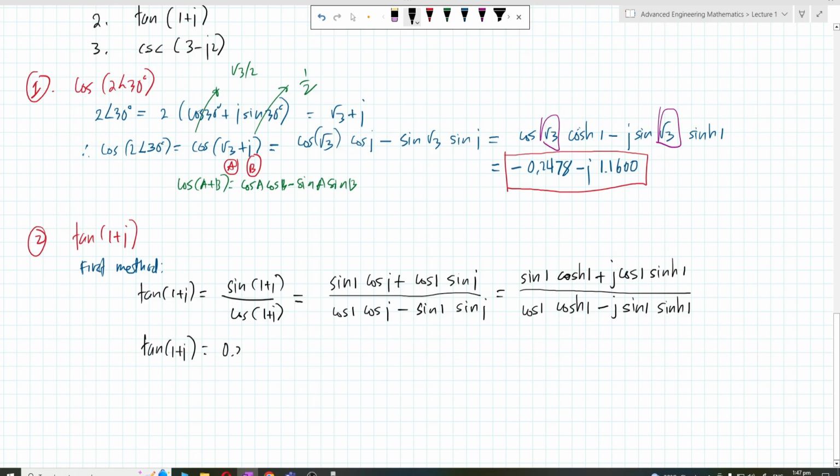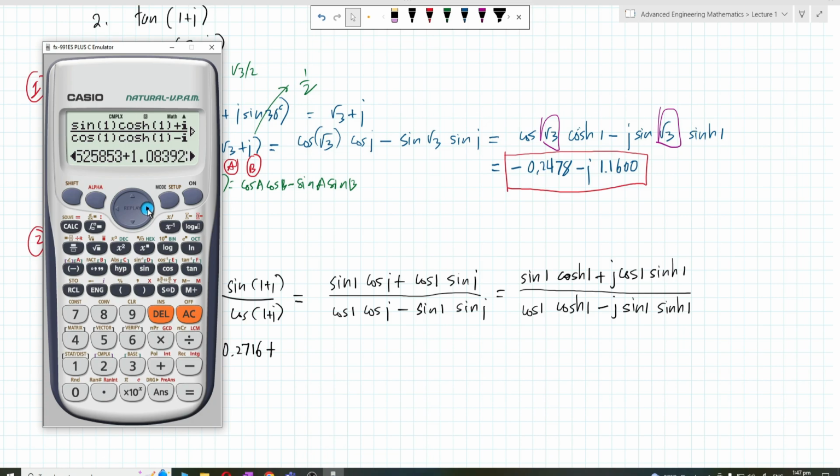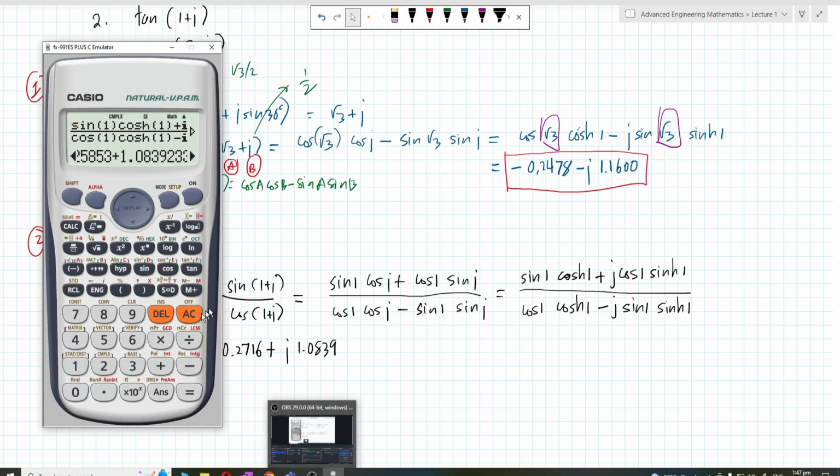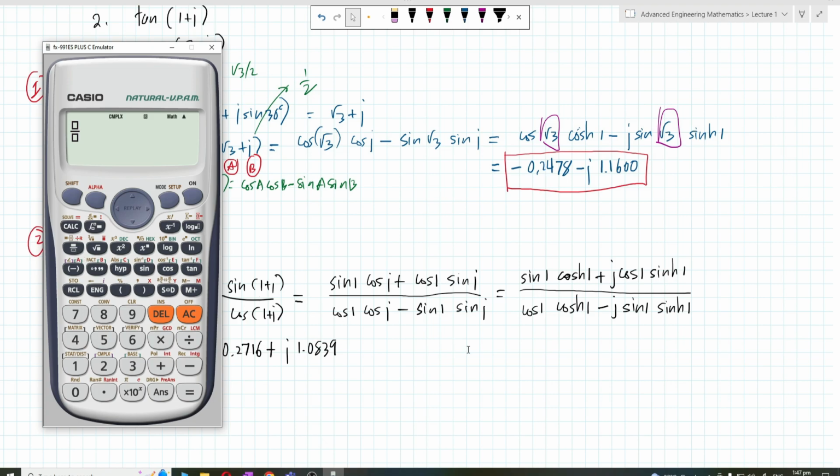0.2716 plus 1.0839. If you have doubt, you can recompute. That's how it is, guys. If you have doubt, repeat it, because sometimes there are mistakes in typing: sine 1, cosine hyperbolic of 1, plus j cosine 1 and then sine hyperbolic of 1, over cosine 1, cosine hyperbolic of 1.